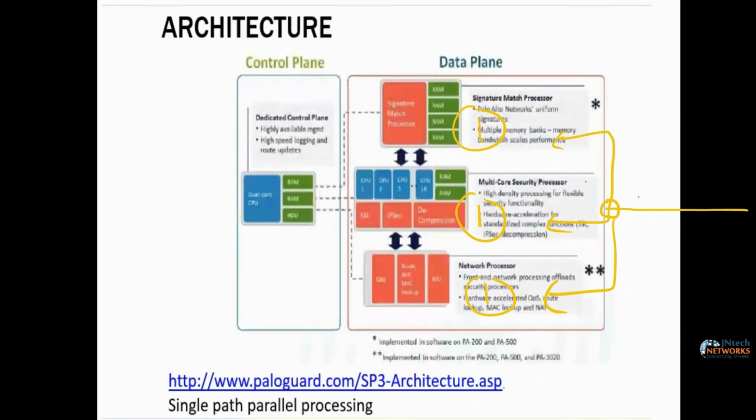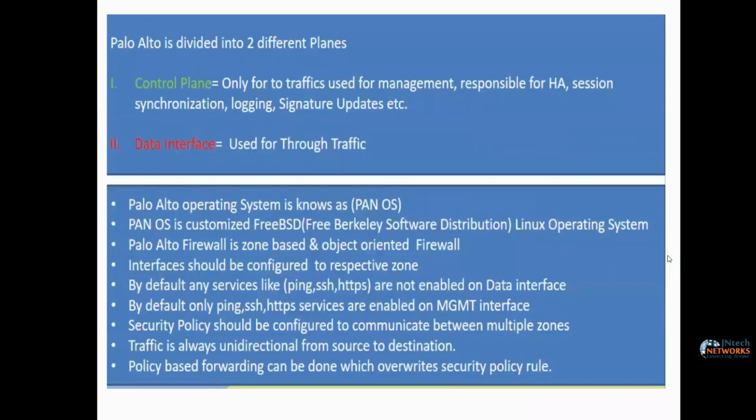Now, let's talk again about control plane and data plane. So what is control plane again? Palo Alto is divided into 2 different planes. It's called control plane and data plane. Let's talk about control plane again. So control plane is only for to-the-box traffic, everyone, traffic to the firewall box. Only to-traffic used for management.